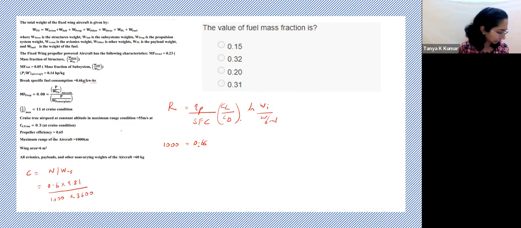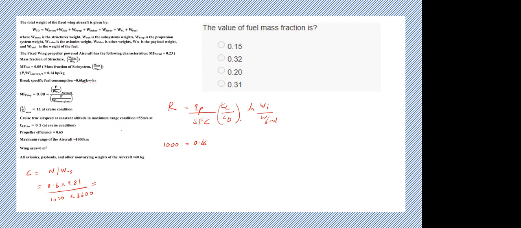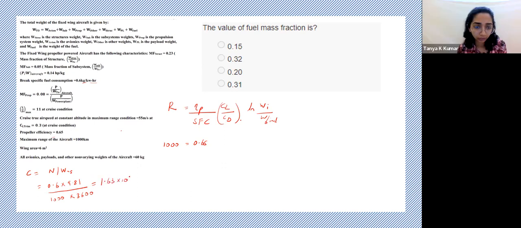Or we'll just put it there as such. Or we'll calculate it. Can you just tell me this value? Let me try calculating it. Six into 9.81 divided by 1000. 1.63 into 10 to the power minus 6. 1.63 10 raised to power minus 6 Newton per watt second. Yes, okay. So I'm just putting that value here. 1.63 into 10 raised to minus 6.